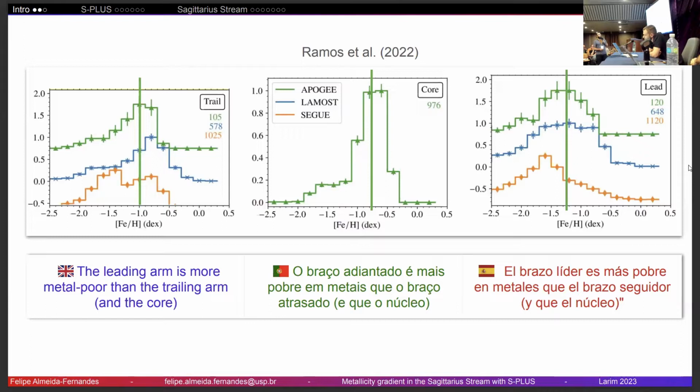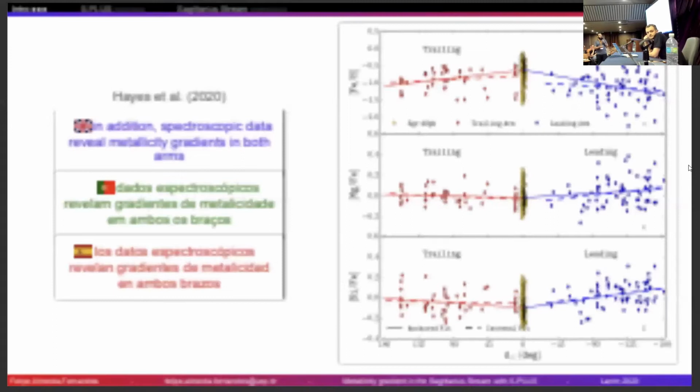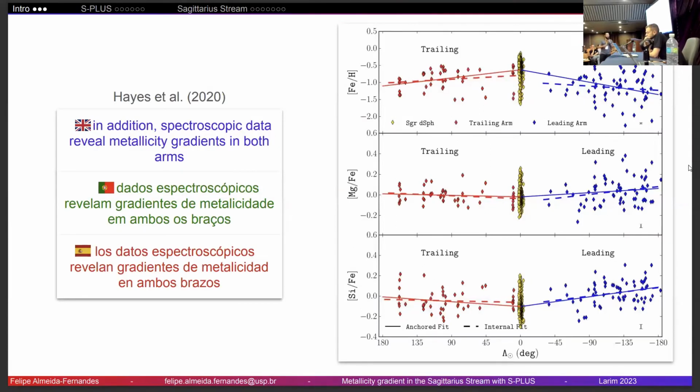One thing that is important here is that this is from spectroscopic data, and only a few hundreds of stars were observed for this. Our goal is to increase the number of stars that we can use to measure this metallicity distribution. Another important known property is how this metallicity changes along the stream.